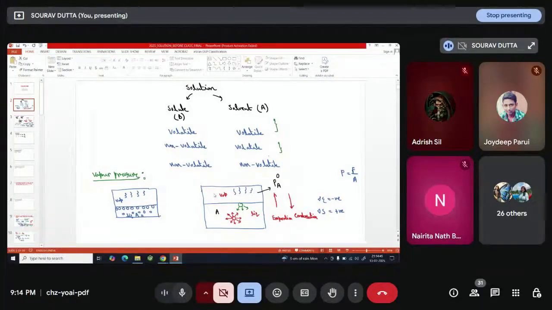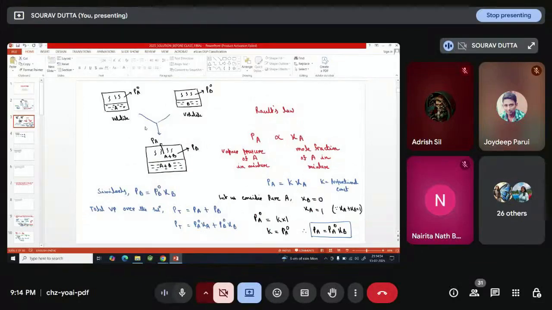Okay, so at first আমরা জানলাম what the vapor pressure is. Now our first law that is very important. Okay, so this is about Raoult's law. Basically, numericals come from this chapter. So Raoult's law is one of the most interesting laws for this case.